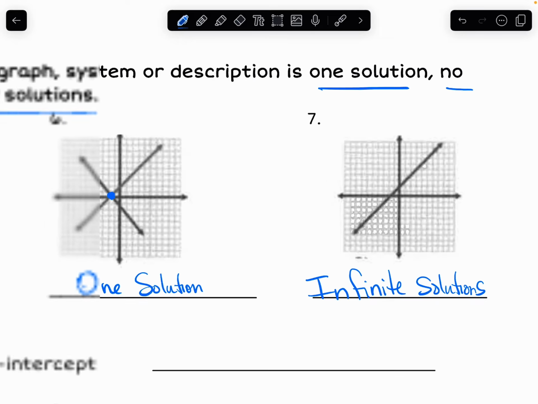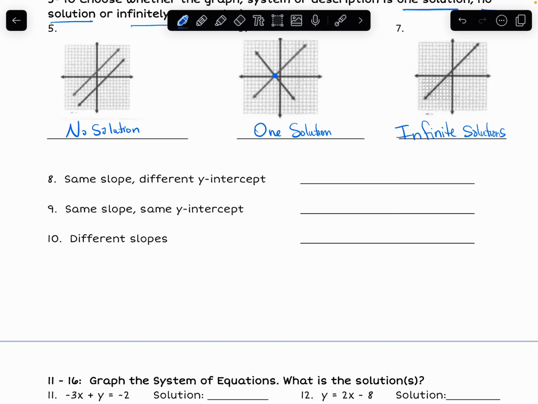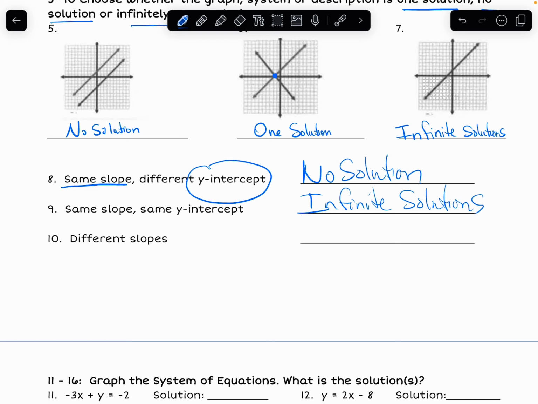Okay, this is kind of like what we were doing the other day with our special cases. So if they have the same slope, that means they're going the same direction, but they don't have the same y-intercept. That means that it's going to be no solution. Same slope, same y-intercept. That means it's the same exact equation. So that means it's infinite solutions. And if they have different slopes, that means that there is going to be one solution. Okay, so we need that information to make sure that we understand these next ones.